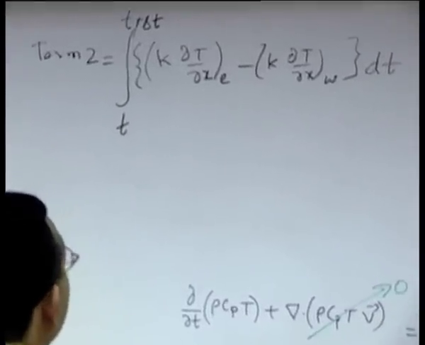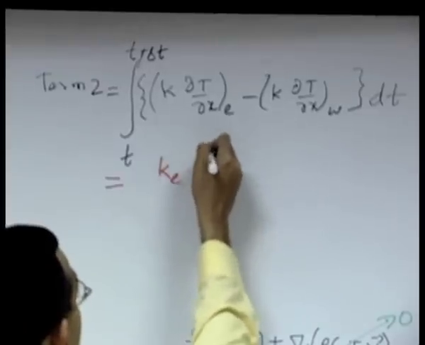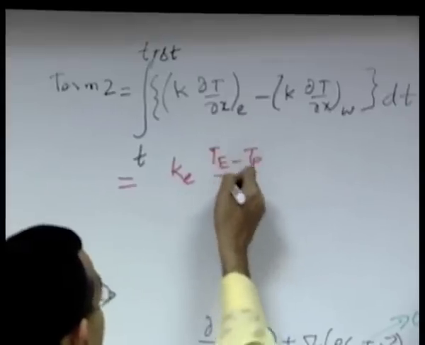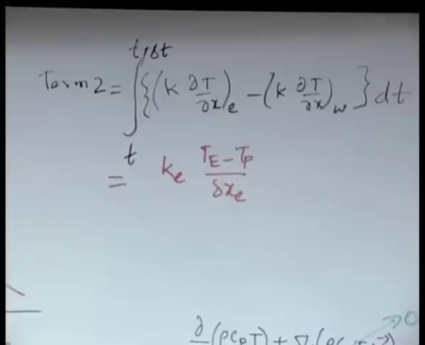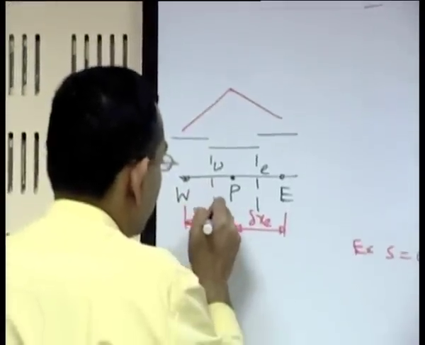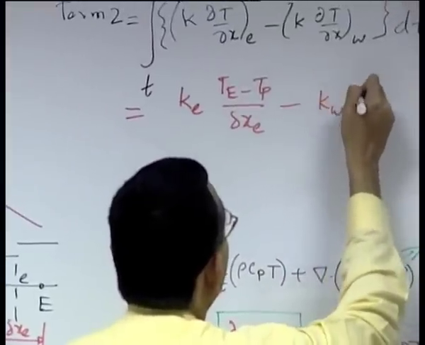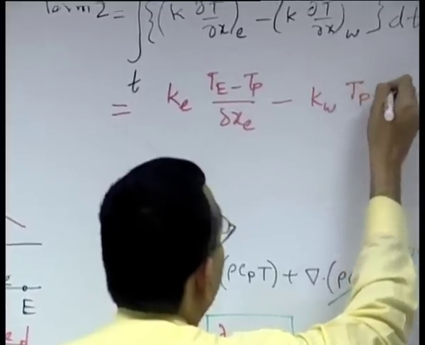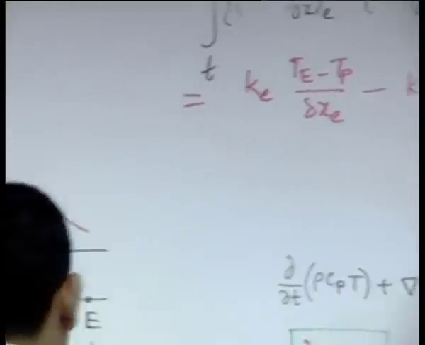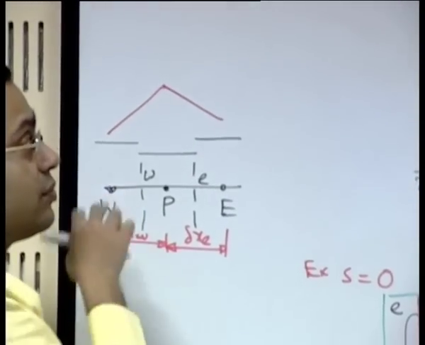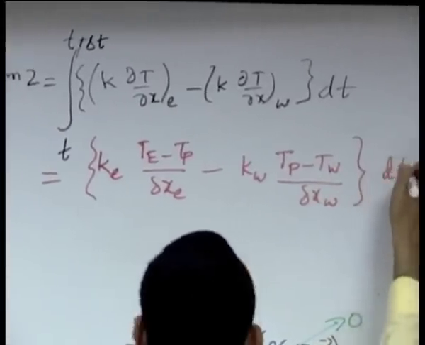Now you can write this as Ke into (Te minus Tp) by delta Xe minus Kw into (Tp minus Tw) by delta Xw, where delta Xe and delta Xw are shown in this figure. Now integral of this with respect to t.